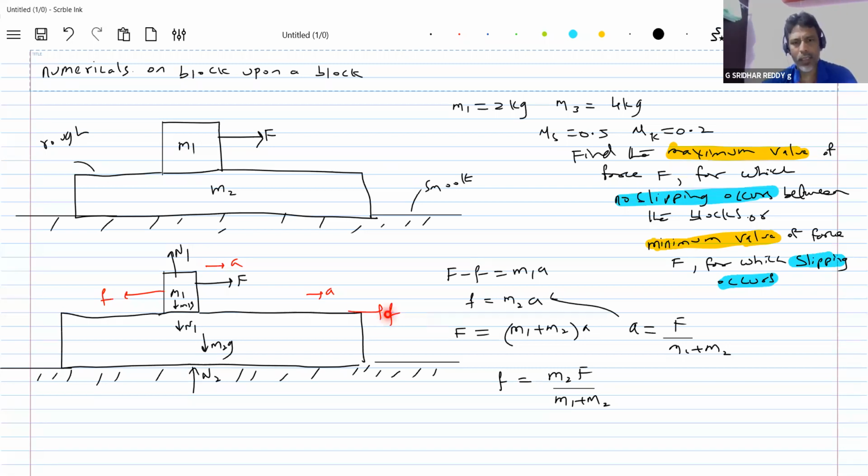Look at this, there's no relative motion. Therefore the friction acting will be static in nature. As I increase the applied force, the friction force will also increase. Then as I keep on increasing the applied force, is there any upper limit for friction? Yes, it is limiting. So I'll go for when F becomes F max.